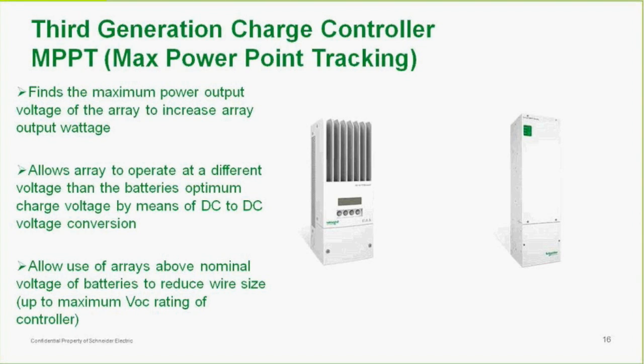So now we have 17, 18 volts coming in at a given amperage. We convert it down to the lower voltage, which brings the amperage up, and of course better battery charging, so more efficient harvest of the array. So that allows us to operate the array at a different voltage than the batteries because of this DC to DC conversion.